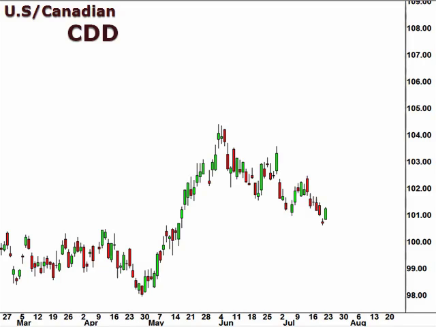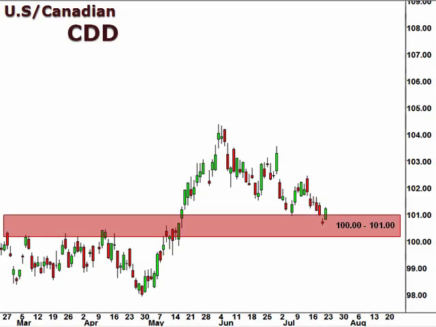Let's take a look at the CDD, the US dollar versus the Canadian dollar. Well, the CDD continues to retrace lower. However, a bullish reversal candle has formed at a key support level situated at 100.101. This suggests a move higher, which is likely to test resistance at the 102.103 focal zone.